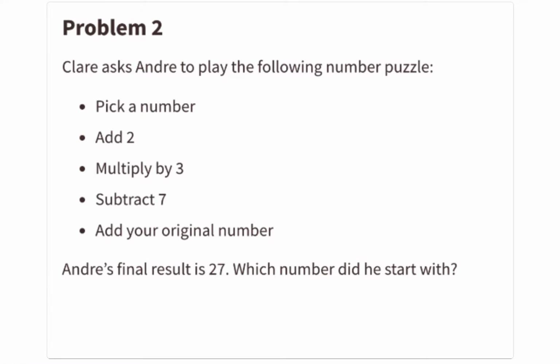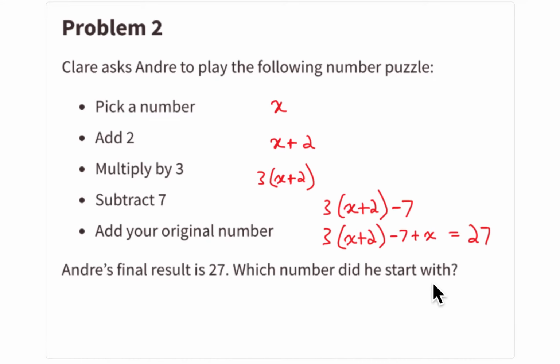This is problem number 2. Claire asks Andre to play the following number puzzle. Pick a number, add 2, multiply by 3, subtract 7, add your original number, whatever number you picked in the beginning. Andre ends up with a final result of 27. So what number did Andre start with?